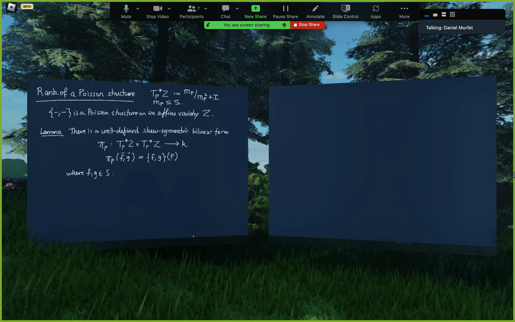Apply the Poisson structure, which after all is a map that takes a pair of things in S and gives you something in S. Get an element of S, and then any element of S gives you a well-defined function on the set Z. Right, that's the point of the coordinate ring of an affine variety, because if you have any function that vanishes on Z, of course, it doesn't change the value. So up to elements of the ideal I, you have a well-defined function on Z. So this formula makes sense.